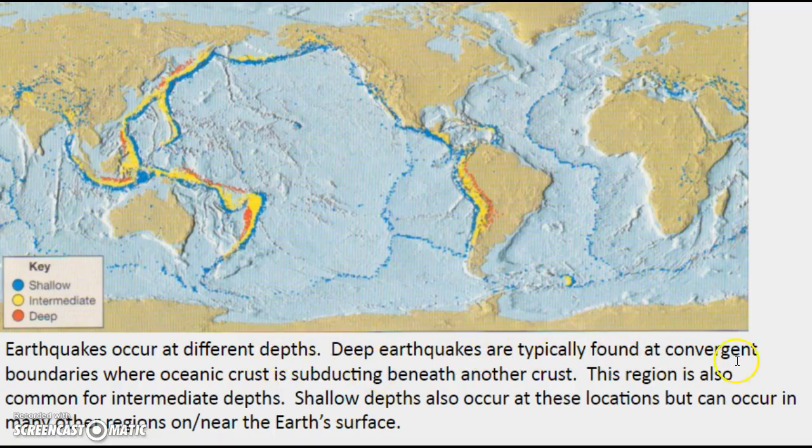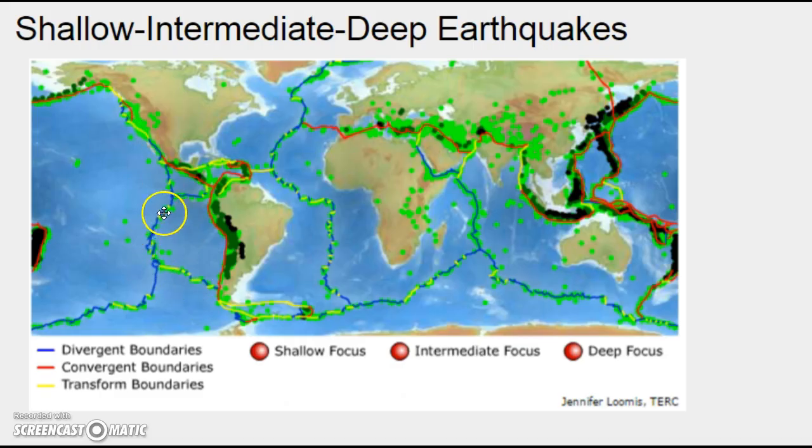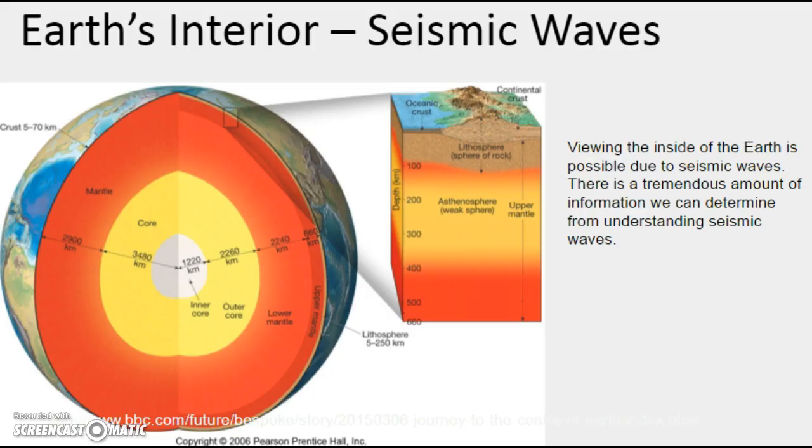Deep earthquakes are typically found at convergent boundaries where we find subduction, oceanic crust subducting beneath another crust. This region is common for intermediate depths as well. Shallow depths can also occur at these locations, but they can occur in many other areas in Earth as well. So here I can see the light green are the shallow earthquakes. Very common to have shallow earthquakes. The dark green are intermediate. We find intermediate at subduction zones. And then definitely where we find the deep earthquakes, in black, is where we find subduction taking place. So where you find your intermediate and deep, generally you're finding subduction zones.